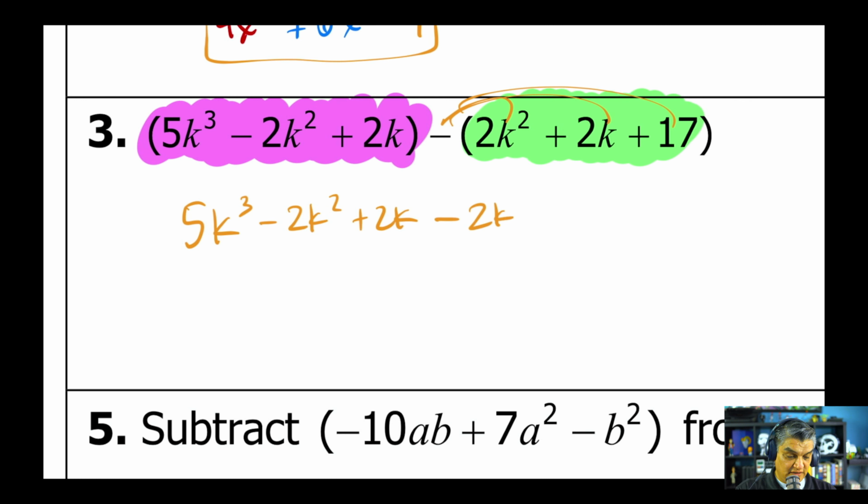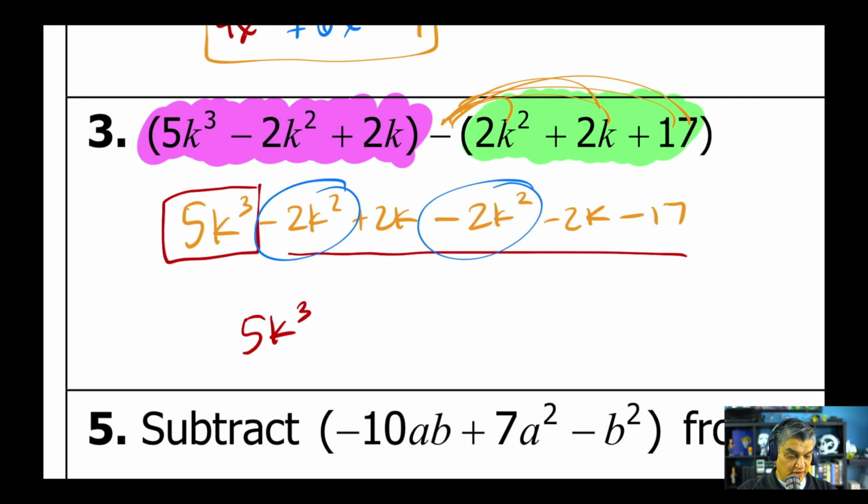And so now I look at what's the highest exponent. Ooh, right here, 5k to the third power. All the other ones, nope, no more third power, so that's my first term. Next is second power, so I see minus 2k squared and minus 2k squared. So what's negative 2k squared minus 2k squared?